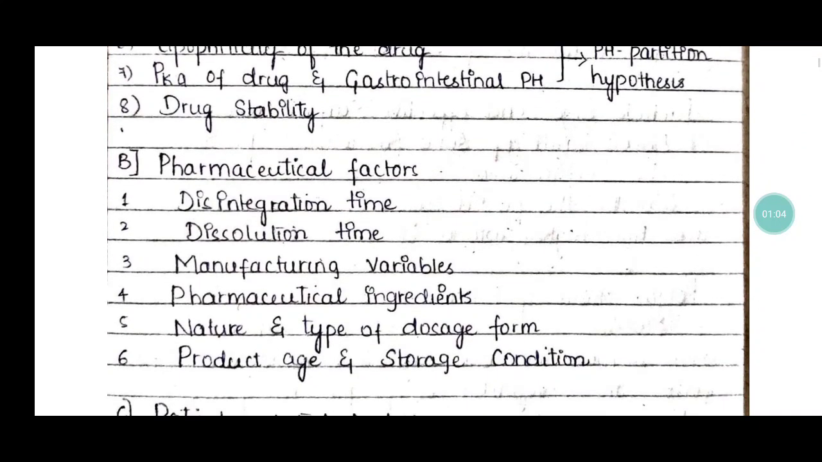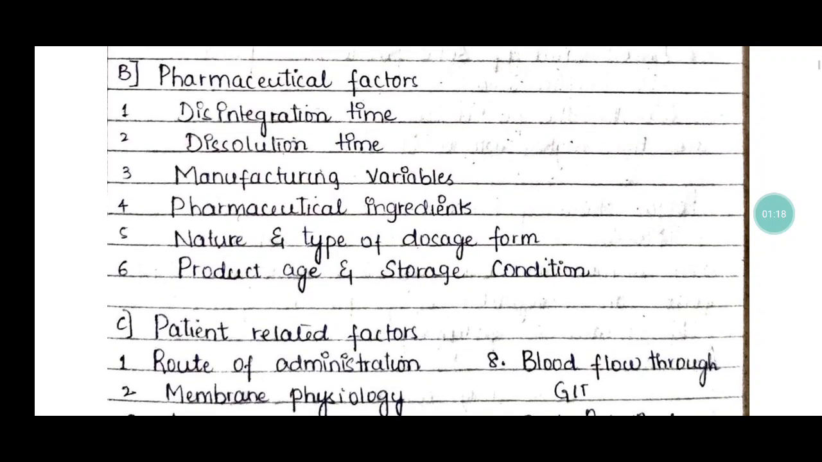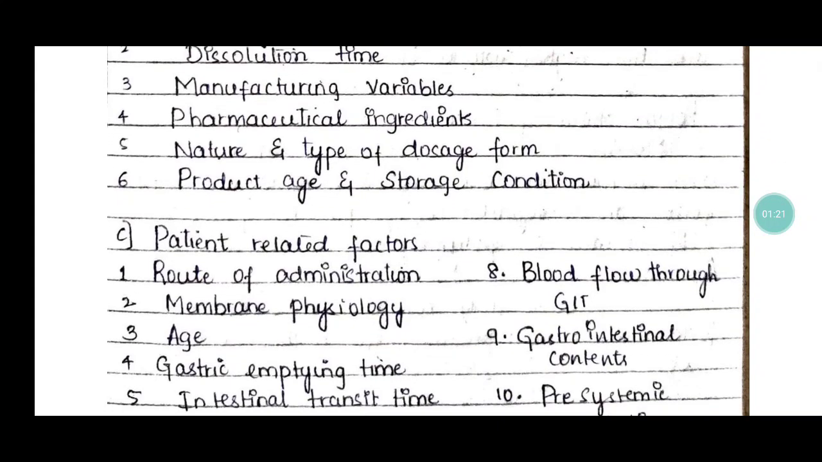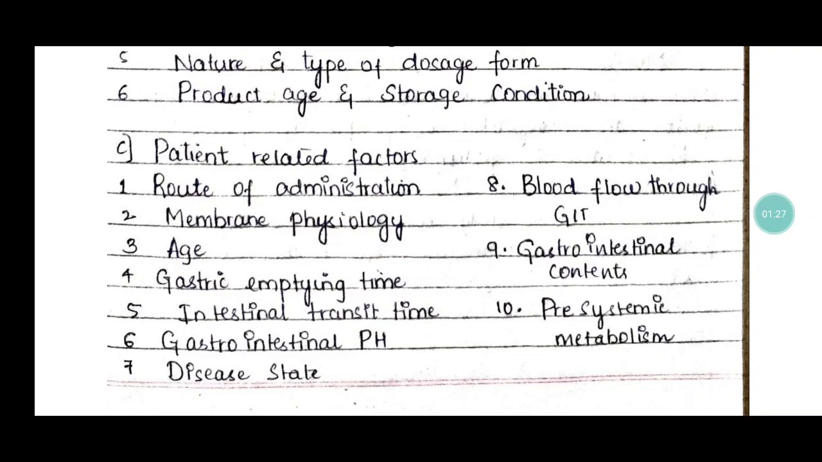So number B, pharmaceutical factors, in that number 1, disintegration time, dissolution time, manufacturing variables, pharmaceutical ingredients, nature and type of the dosage form, and the last, product age and storage condition. So number C, that is patient related factors, in that number 1, route of administration, membrane physiology, age, gastric emptying time, intestinal transit time, gastrointestinal pH, disease state, blood flow through GIT, gastrointestinal contents, and pre-systemic metabolism.